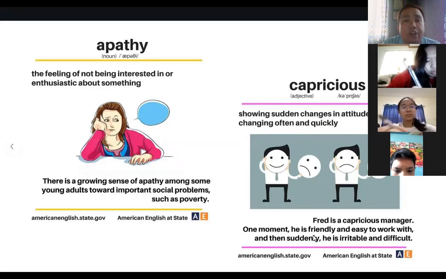One moment, he is friendly and easy to work with, and then suddenly he is irritable.